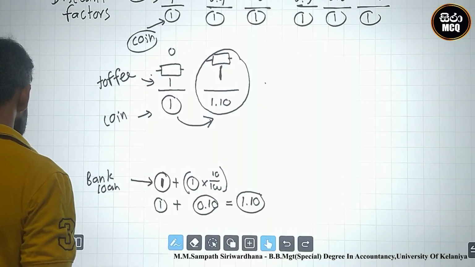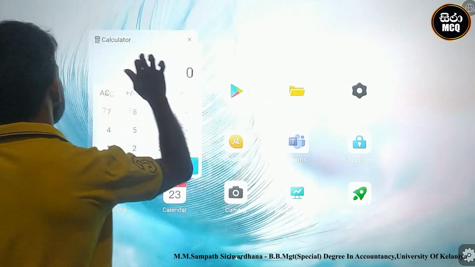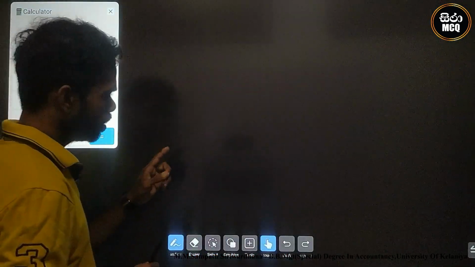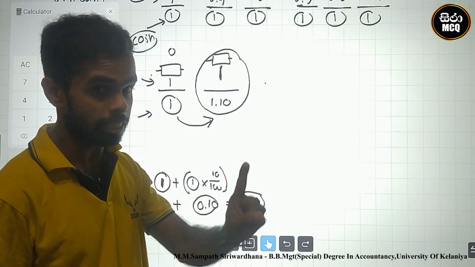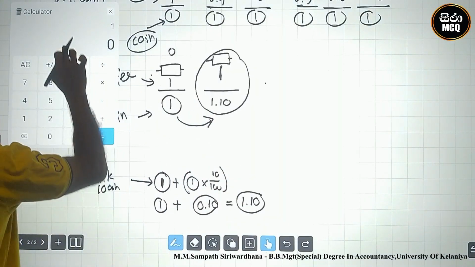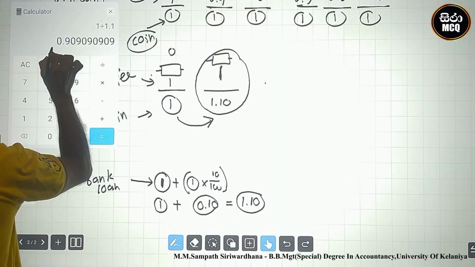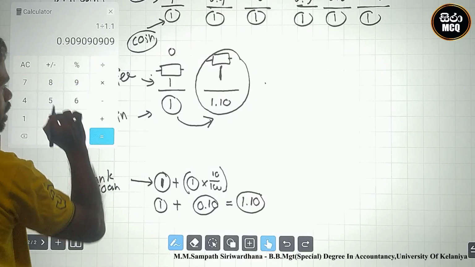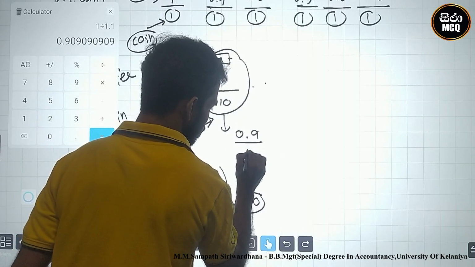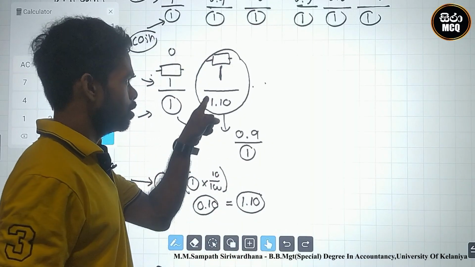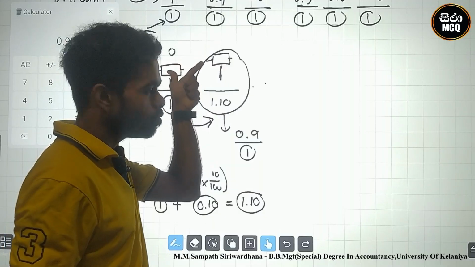Okay, we find the actual situation of that. Use the calculator. Look here, to get 1 toffee, you pay 1.1 in 1 year. After 1 year, look here, 1 divided by 1.1, what is the answer? Look here, 0.9. This is the answer. This is the 1 rupee. This is the 1.1 rupee used to get 1 toffee.